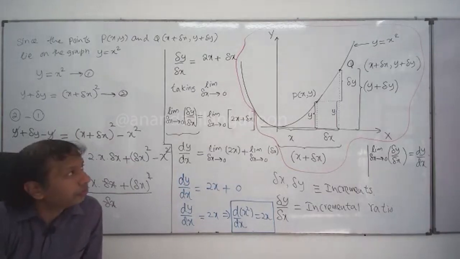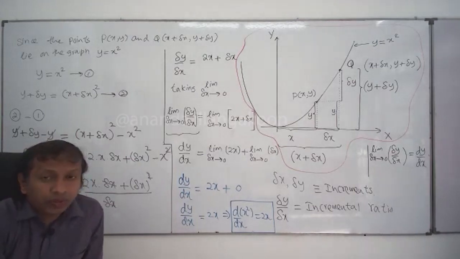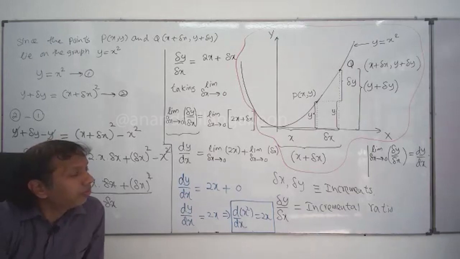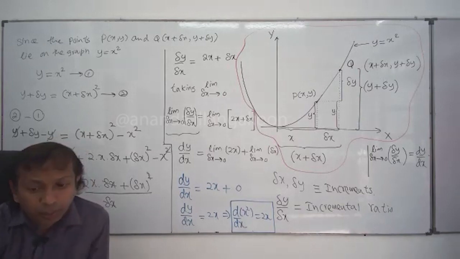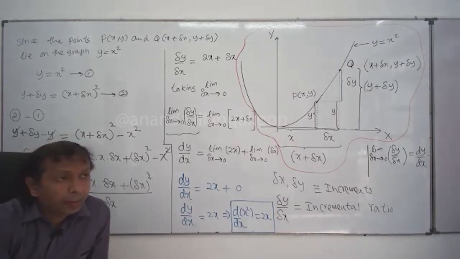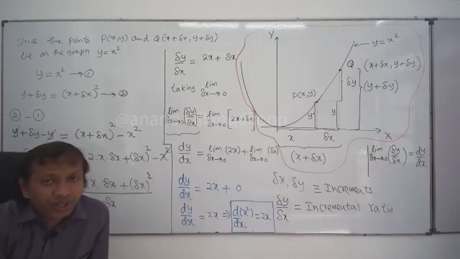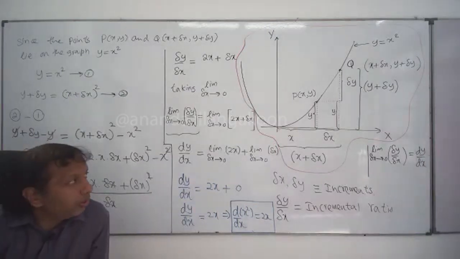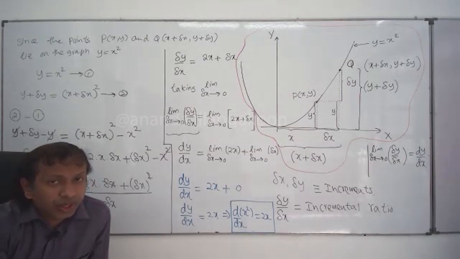Now the new point on the graph is capital Q, then the coordinates of capital Q are, within brackets, write down (x plus delta x, y plus delta y).